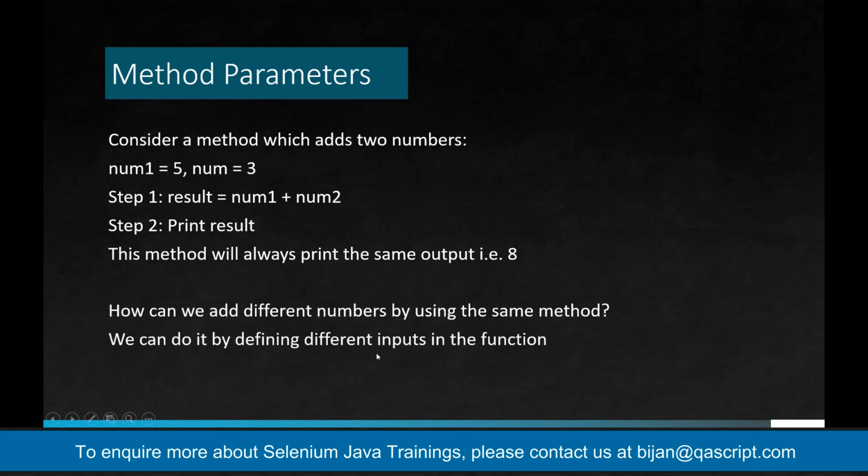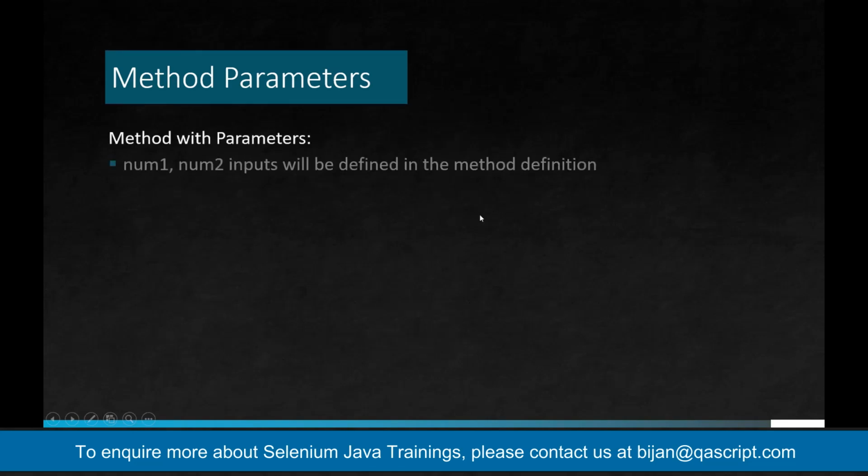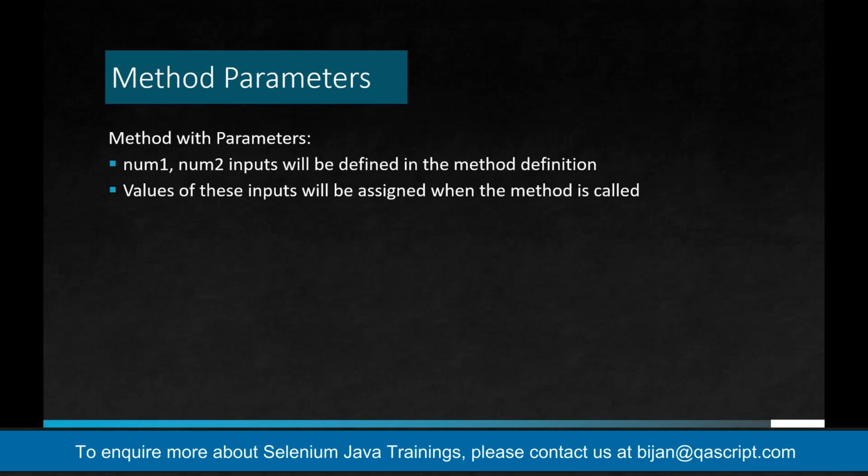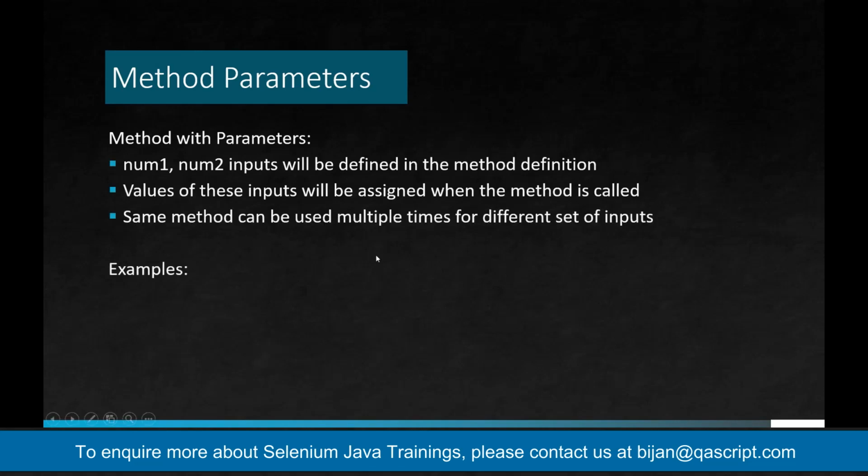So we can define different inputs for our function or method. The same thing which I explained: it will be assigned when the method is called. Both number 1 and number 2 would be our parameters. This is how you will call your method: add 2, 3, or 4, 5, and then the output will be different. So this is how I'm calling my method, which will have two parameters.